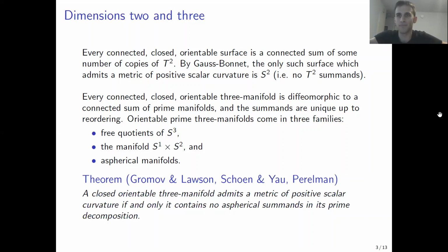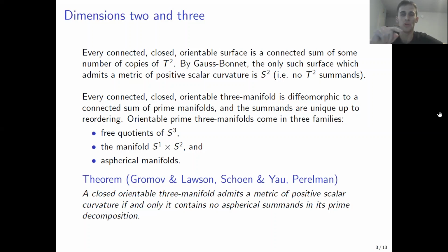Gromov and Lawson and Schoen-Yau both independently showed that if you contain an aspherical manifold in your prime decomposition, then you do not have a metric of positive scalar curvature. So what was left for Perelman, what was unknown until Perelman, was that not containing an aspherical factor is sufficient for the existence of a positive scalar curvature metric.